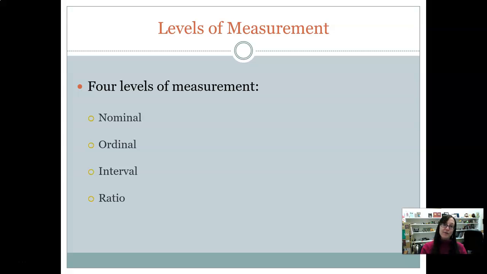Levels of measurement. There are 4 levels of measurement: nominal, ordinal, interval, ratio, and that order is important because it increases in complexity as you go from nominal to ordinal to interval to ratio.